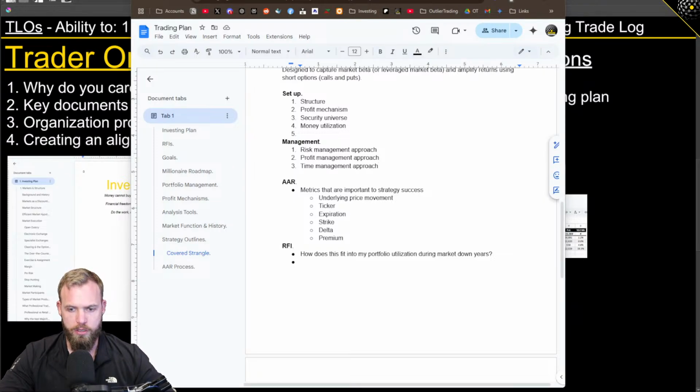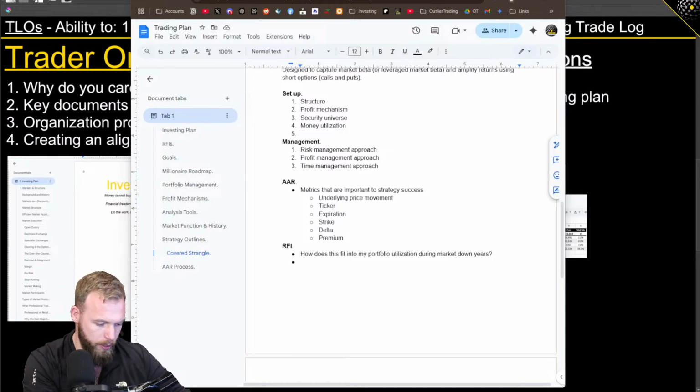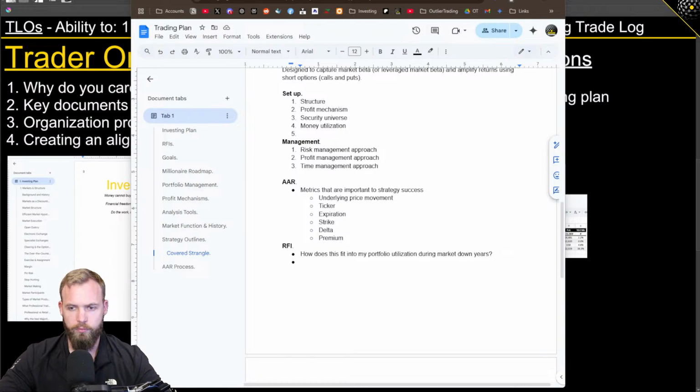Any questions on this idea about trader organization, goal setting, trading plans, trading logs, anything like that?